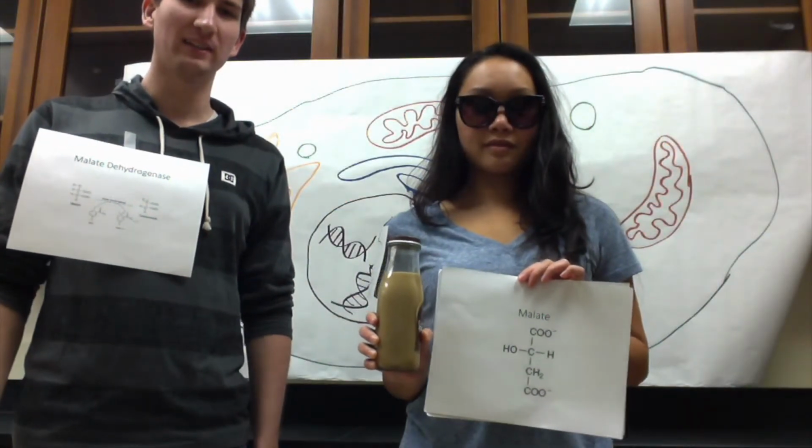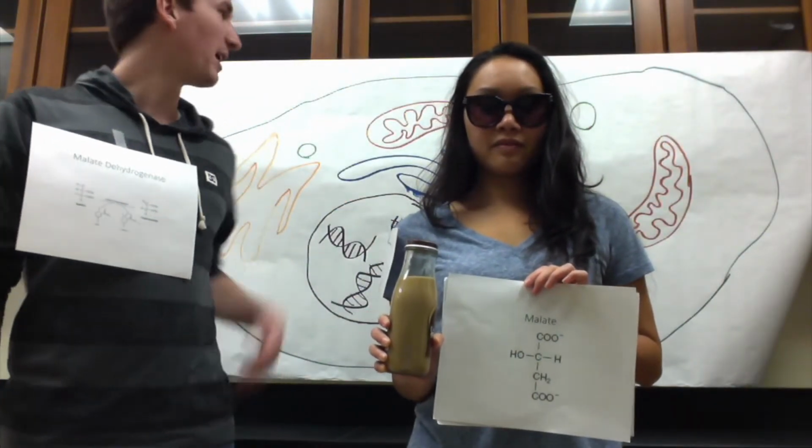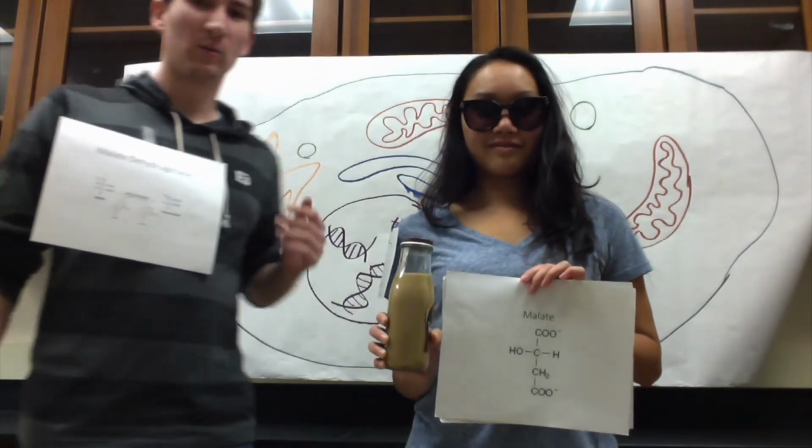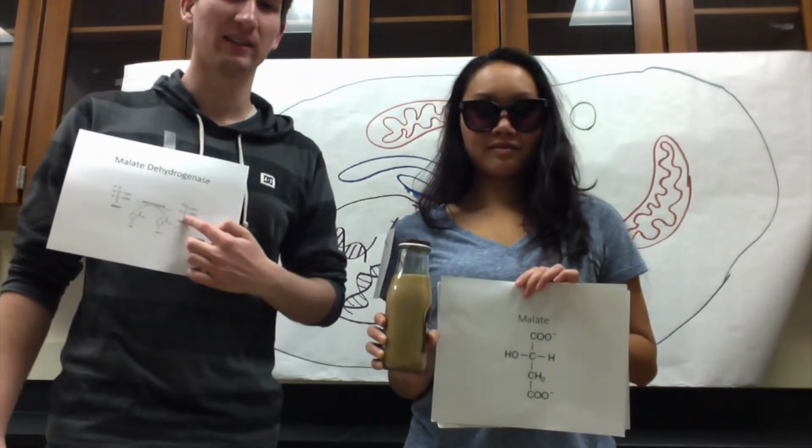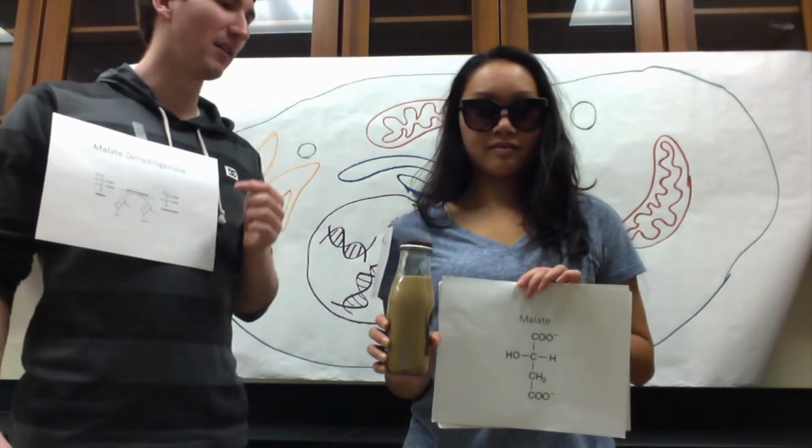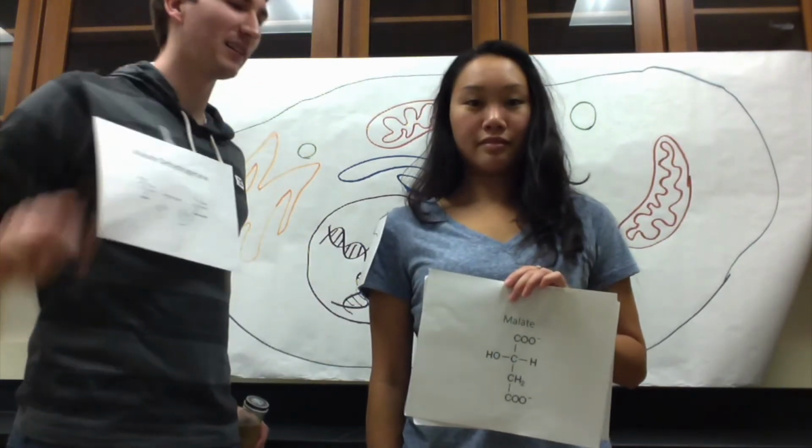Now that the malate has left the mitochondrial matrix, we are now in the cytosol, where a cytosolic malate dehydrogenase will now oxidize the malate into oxaloacetate.